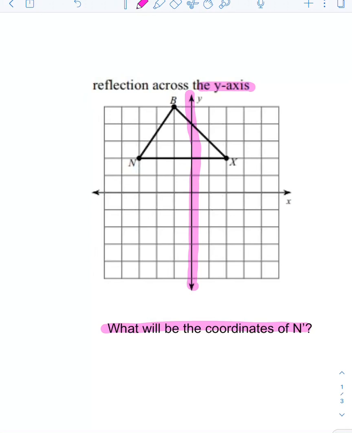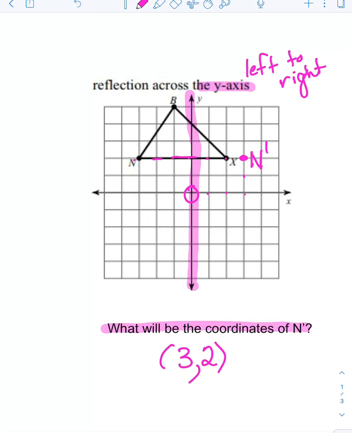So remember, flipping across the y-axis means you go from left to right or right to left, wherever it starts. So N is left 1, 2, 3. So I'm going to go right 1, 2, 3. So that's going to be my N prime. So now I want to read those coordinates. Remember, we start at 0, 0. So I go right 1, 2, 3, up 1, 2. So my coordinates for N prime is 3, 2.